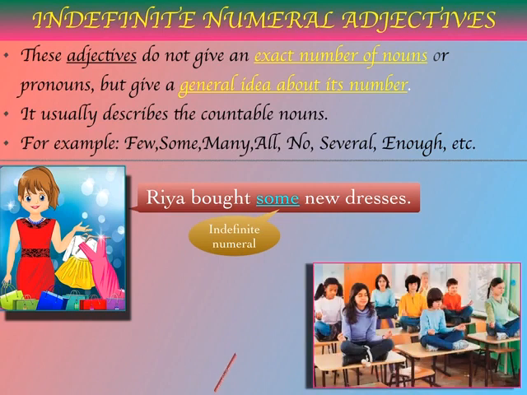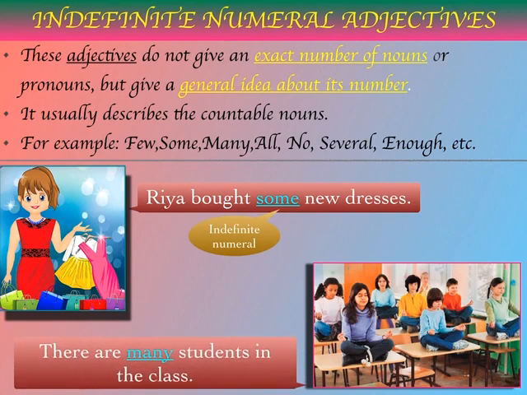Let's see the second image. It says there are many students in the class. So here students is the noun and it is also countable, but the word many, which is describing the noun students, is not telling about the exact number of students, and so many is also an indefinite numeral adjective. So students, remember that indefinite numeral adjectives are used for countable nouns, but they don't give you an exact number.